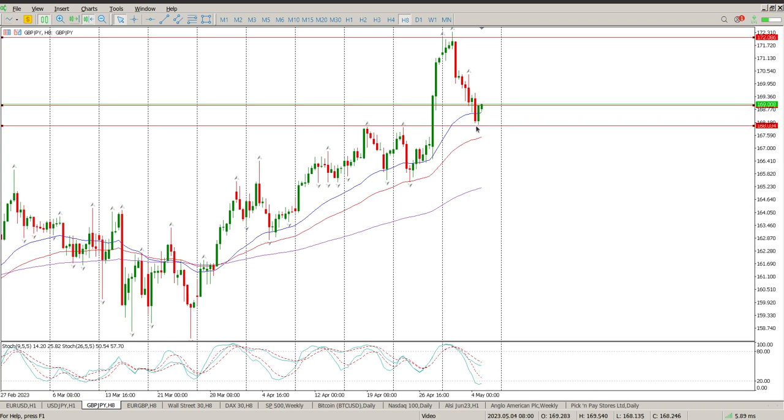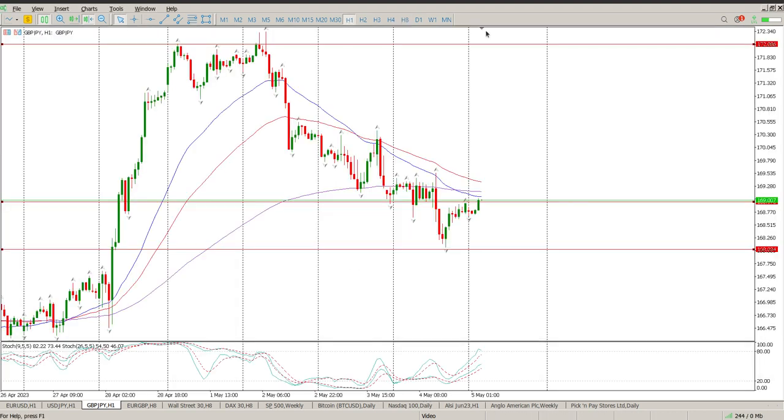Moving on to British pound Japanese yen, we are in a fairly decent area. We haven't quite tagged it properly. Inside bar, a bit of structure, oscillators grouped nicely, divergences, everything pointing towards this is the area we need to get in for the long.